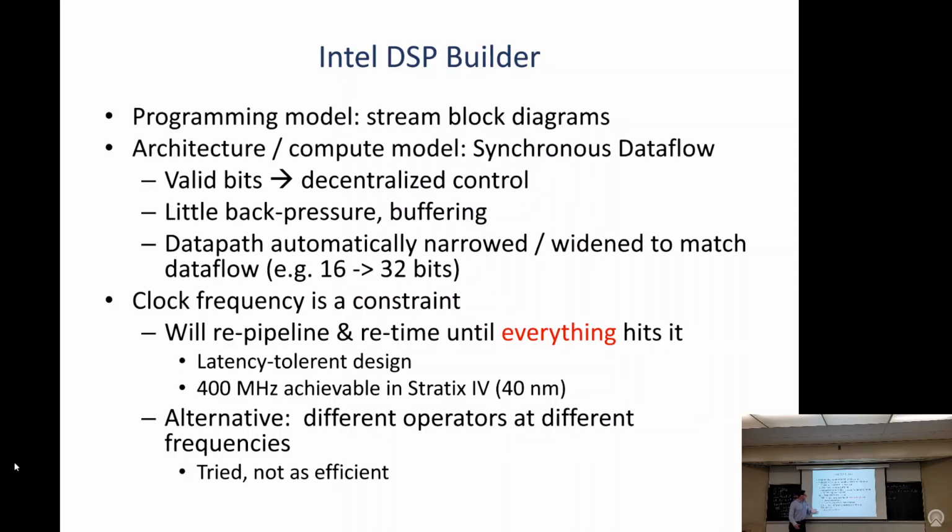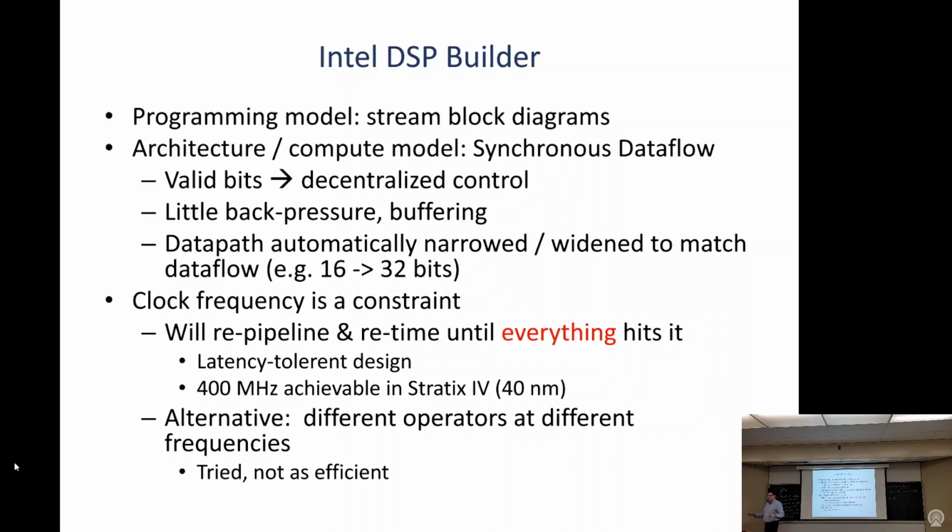The data path automatically narrows and widens to deal with differences in rate. If you have a decimation filter, the data path gets narrower. If you have an interpolation filter that produces a higher speed of data, the data path gets wider. He did that instead of changing the clock frequency.